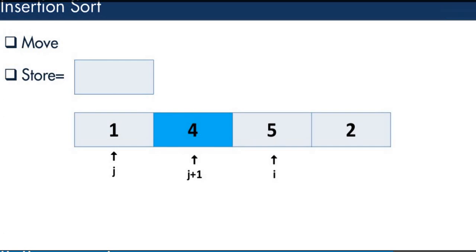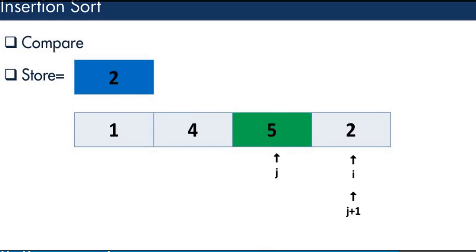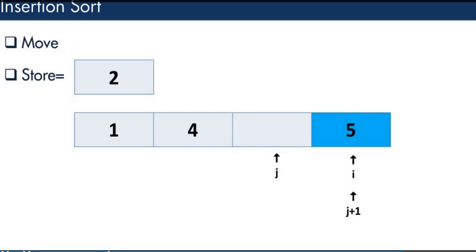In the next step, we will take the next element. The next element is 2. Again you have to compare this 2. So 2 will be compared with all three elements, 1, 4 and 5. Since 2 is greater than 1 and 2 is smaller than 4, it will be placed in between 1 and 4 here. So you can see we are storing here, right?